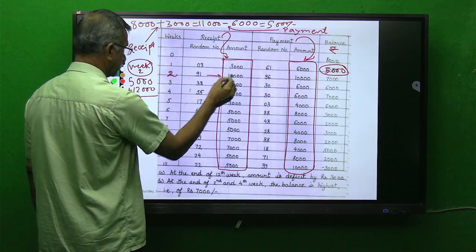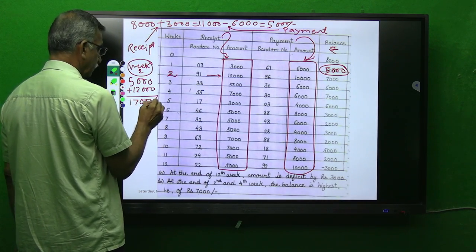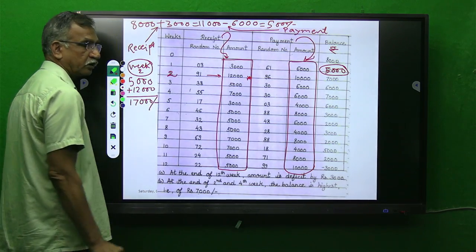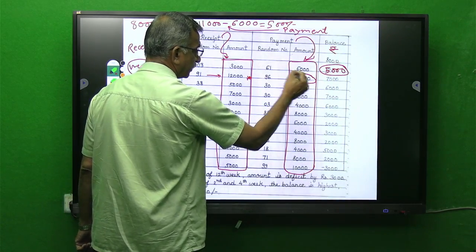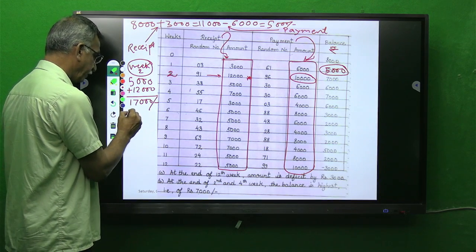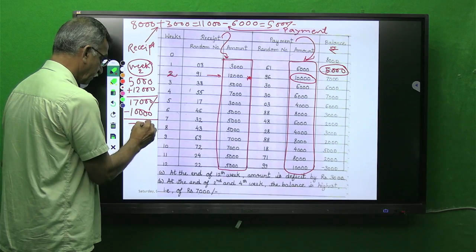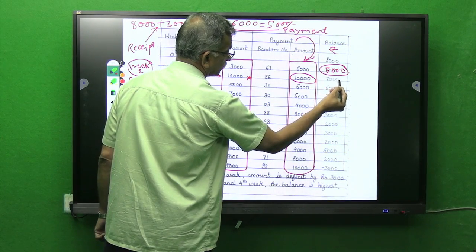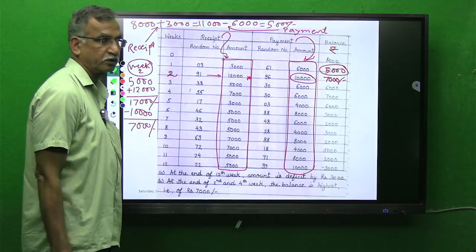So net cash at the end of second week is here, it is 17,000, but focus on this figure, it is 10,000. So payment, so minus 10,000, so it comes to be 7,000. And see here what we have written, it is 7,000.